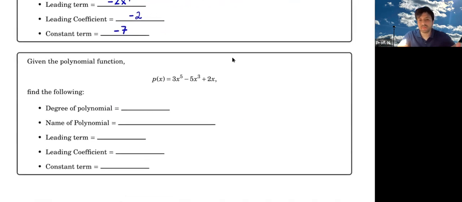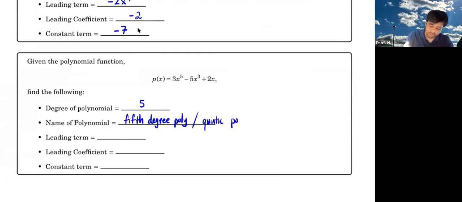Now, what do we have here? The highest degree, now it's going to be quicker and quicker, like clockwork. The highest degree is 5. That's simple. And then the name of the polynomial would be what? This is a fifth degree polynomial. That's right. And actually, there's also a name for fifth degree polynomials that we use. I don't know if I'm saying it right, but quintic polynomials, because they're fifth degree. So it has everything to do, like I said, with the degree.